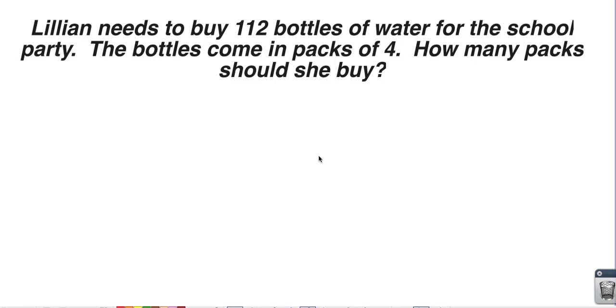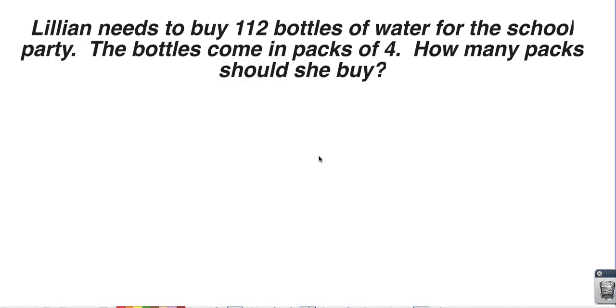Today we're going to continue with partial quotients division, but now we're going to have 3- and 4-digit dividends, the number we're dividing by. Nothing will change, it will just take us a little bit longer to find our answers. So let's take a look at this word problem.